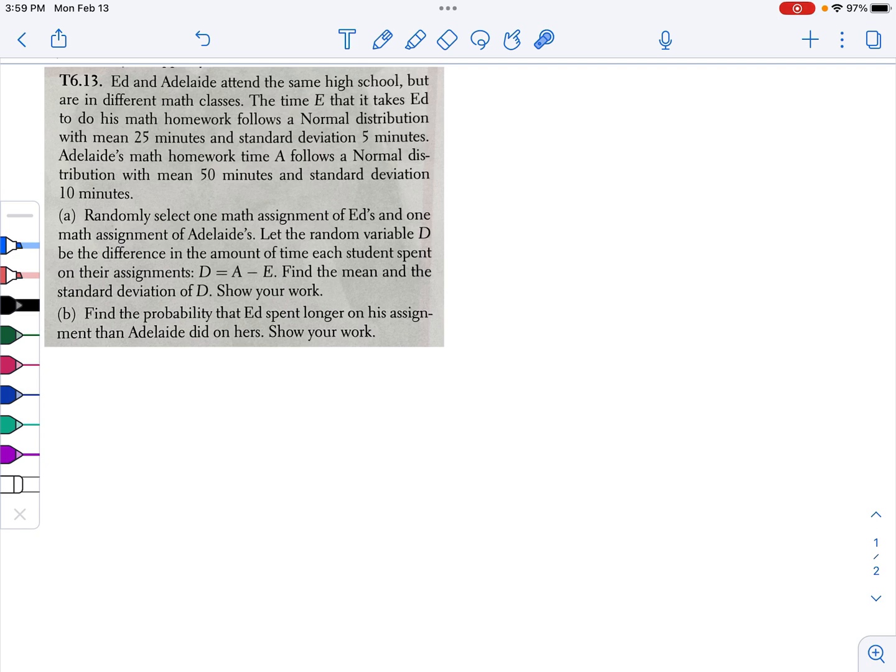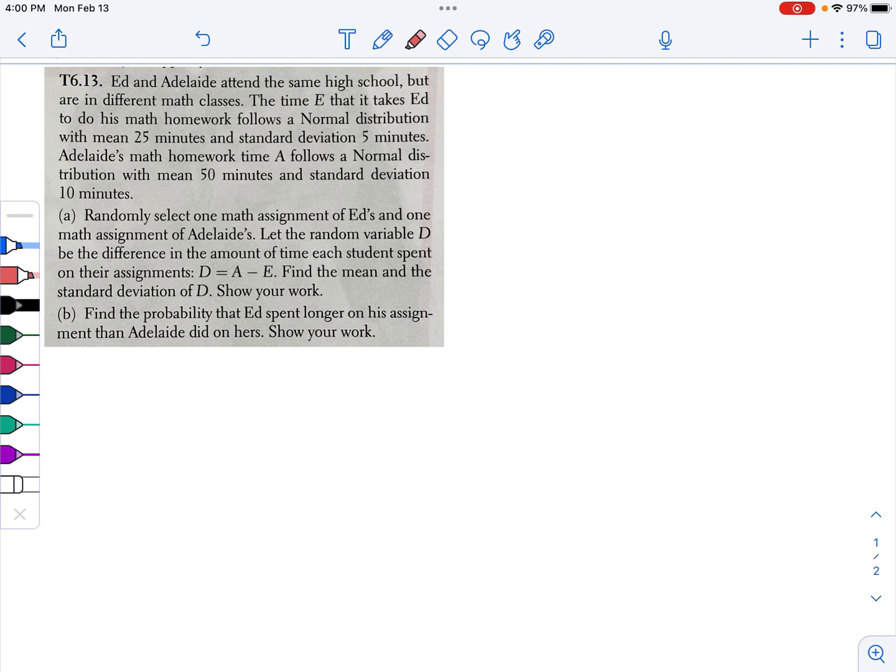Hi, this is Mrs. Groves, and I am going to attempt to explain to you a problem that is difference of two random variables. So in this problem right here, we're going to be talking about a difference of two random variables, and it's very important that you know how to do these problems for our tests and for the AP exam. So the first thing I'm going to do is go through this problem with you and show you how to think about it.